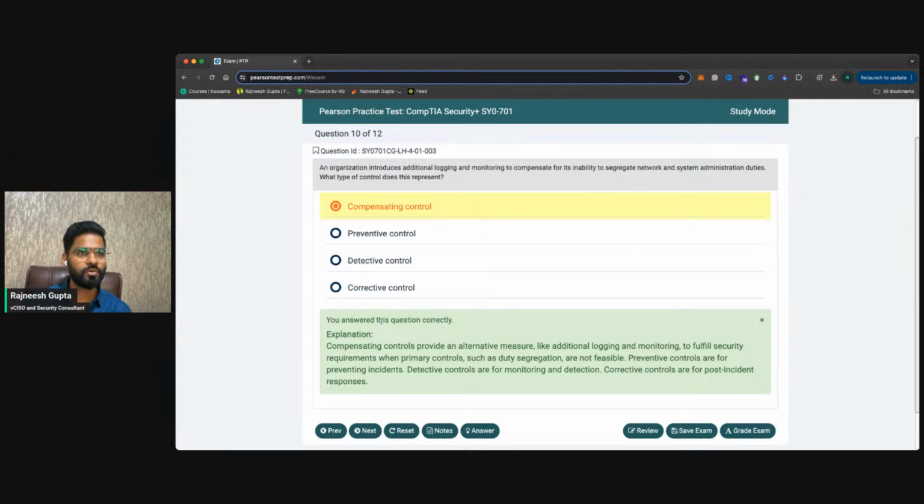Right, because you want to do something, but you can't do it technically because it might cost a lot of money. So it's a compensating control. Everyone agree? Just say agree in the chat if you agree with it. Say agree, right? Agree in the chat if you agree with it.